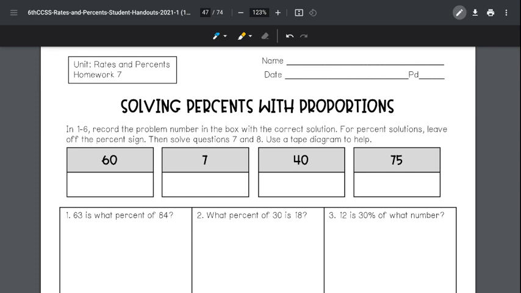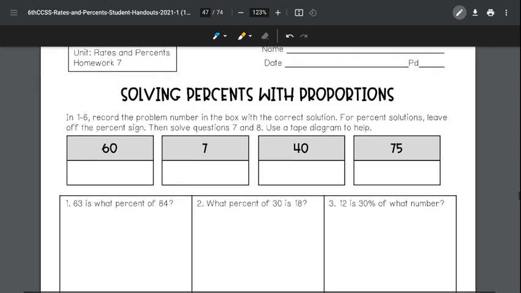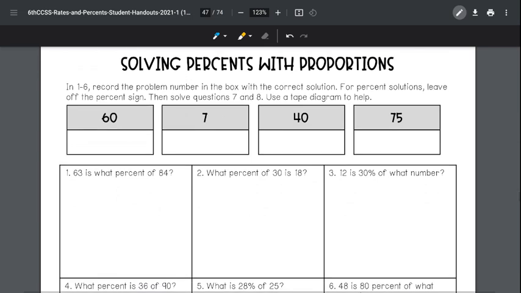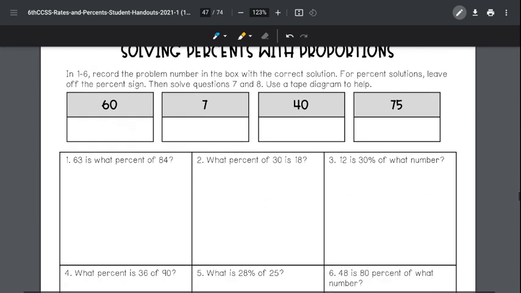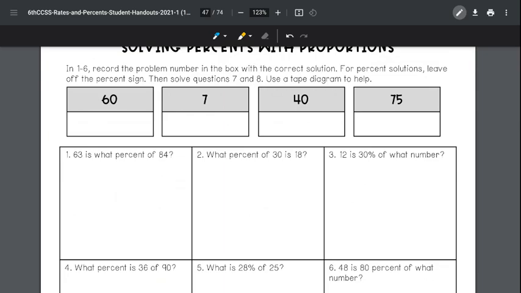This is your solving percents with proportions homework assignment. In 1 through 6, record the problem number in the box with the correct solution. For percent solutions, leave off the percent sign. Then, solve questions 7 and 8. Use a tape diagram to help.